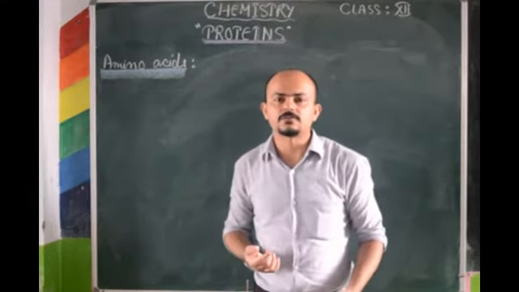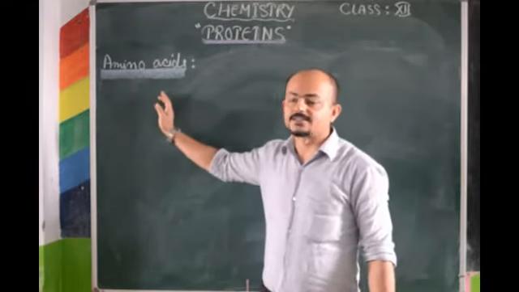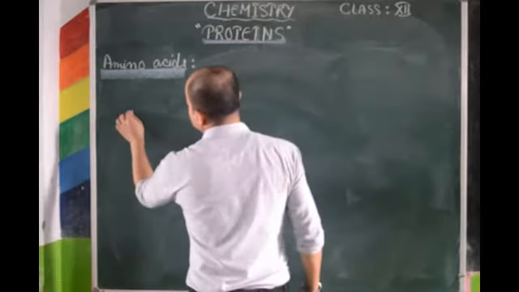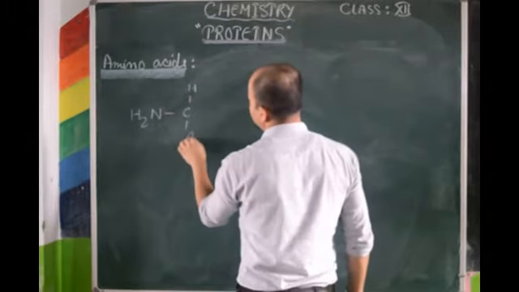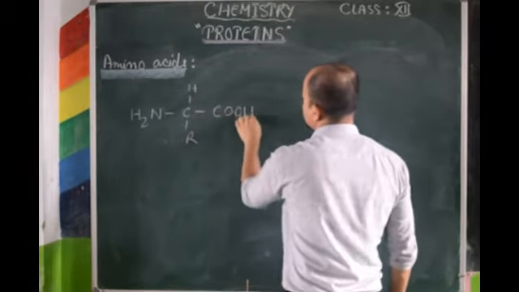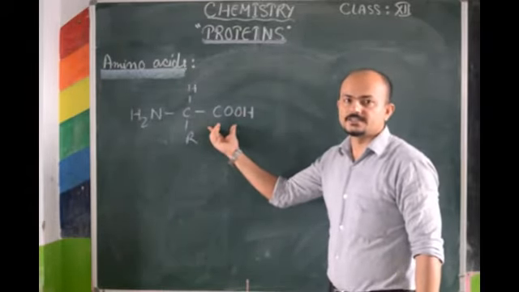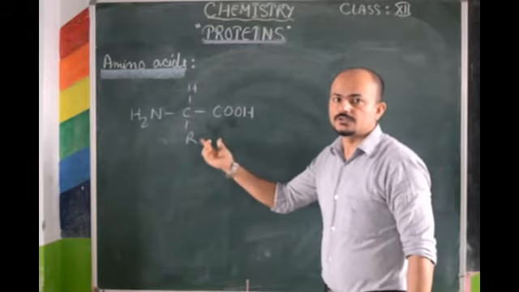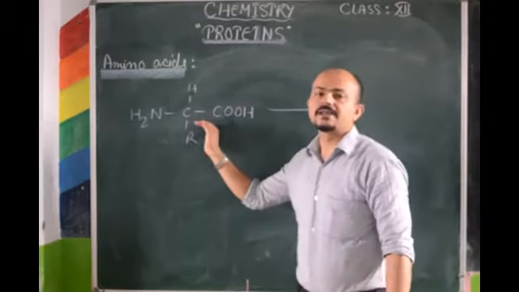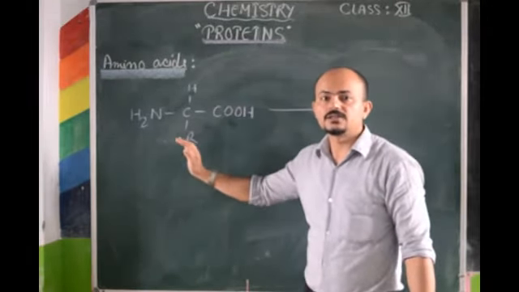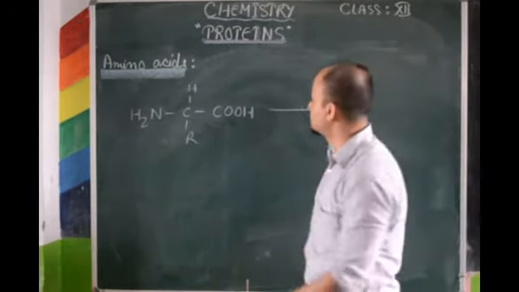Now let's discuss a more important term, that is the dipolar nature of amino acids. As I told you just now, this is the general formula of amino acids: NH2, CHR, COOH. Now whenever this amino acid is in neutral solution, it will no longer stay in this form. It will convert into some other form, and this is very important. Please listen carefully.